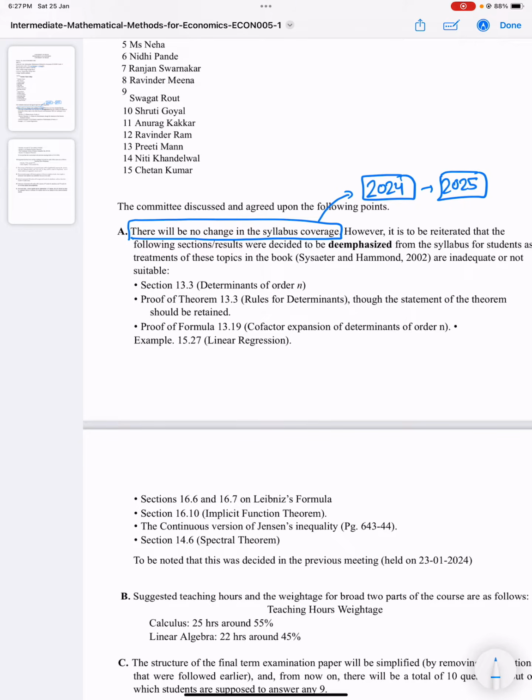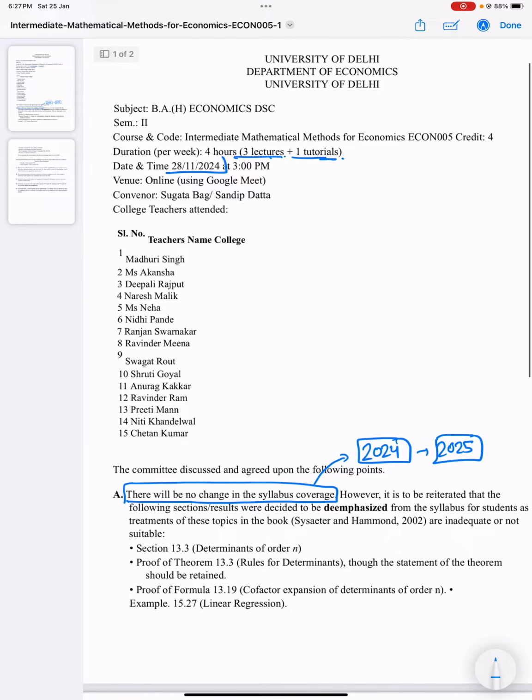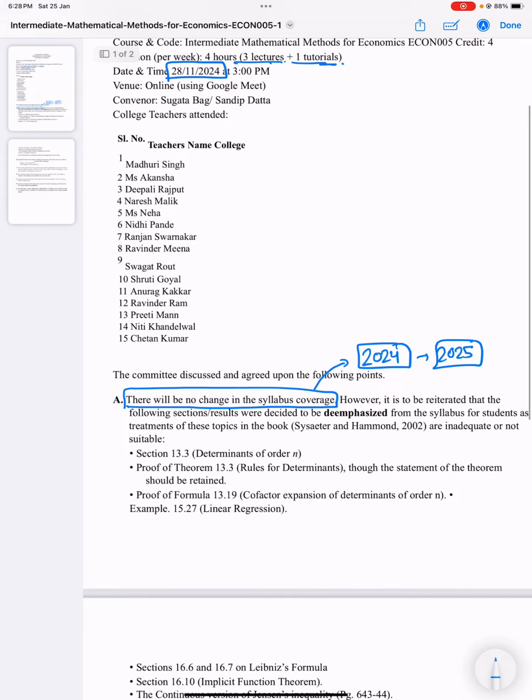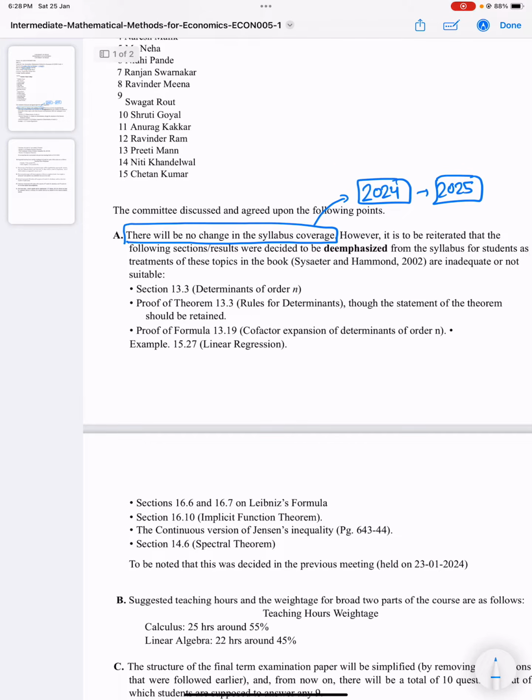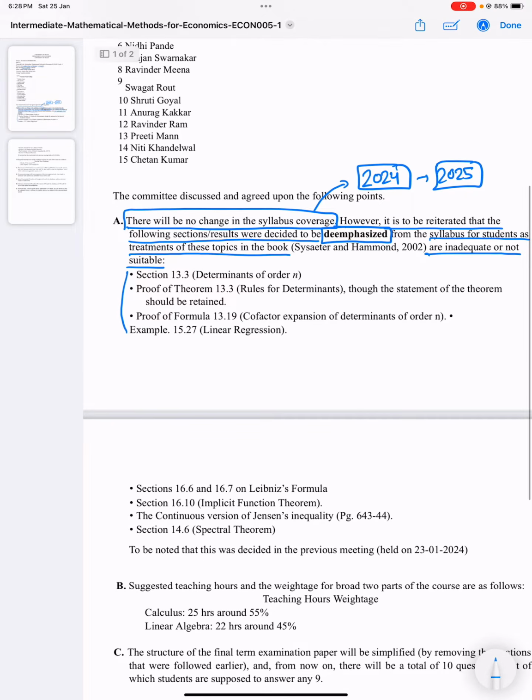So I'll show you the meeting. This is the date and time of the meeting. So this was for this present semester and they have decided not to change the syllabus. However, it is to be reiterated that the following sections were decided to be de-emphasized from the syllabus for students, as treatment of these topics in the book is inadequate or not suitable. So basically these portions are not part of your syllabus, so you are not supposed to study them.